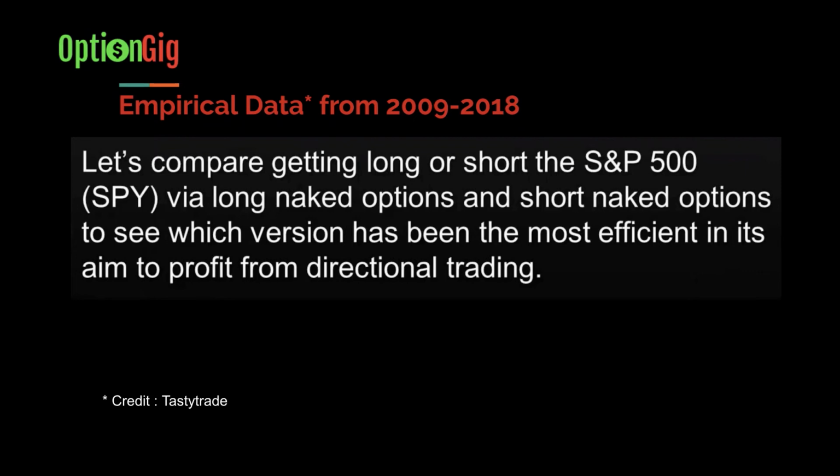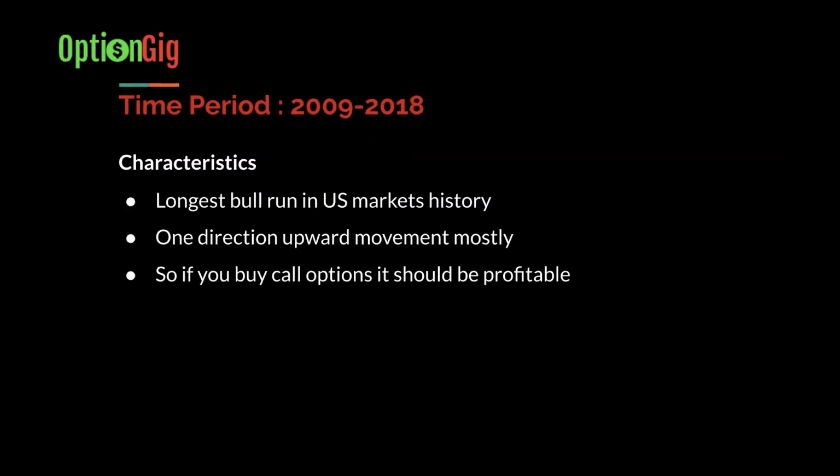We have two ways to express bullish as well as bearish scenarios. We can either buy options or we can sell options. And let's look at what the data is telling us. What's the right way to express that sentiment? So the time period that we took is 2009 to 2018. If we have been involved in markets, we know that this was one of the longest bull runs in the US market's history, right? Almost a decade of bull run.